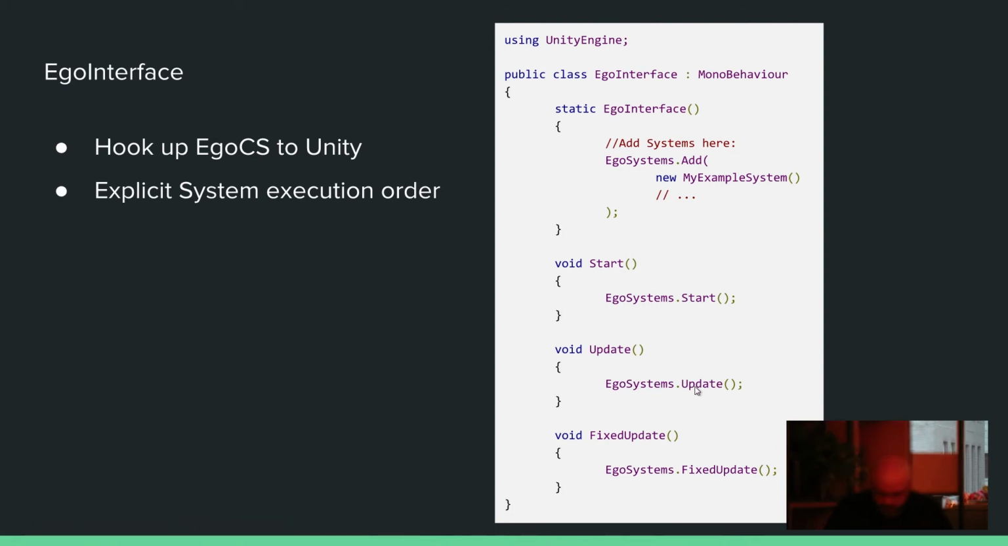Let me just go back to my slides. So here, when you have your update method, the Unity MonoBehaviour update method just calls EgoSystems.Update. So from this method call, all of your systems get updated. So if you want to do something before or after, you totally can. You can also go into the default Unity script execution order and make sure that your Ego interface script runs before or after. So that would be the biggest thing I can see to help integrate your game.